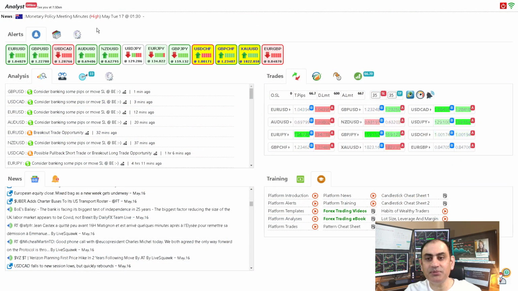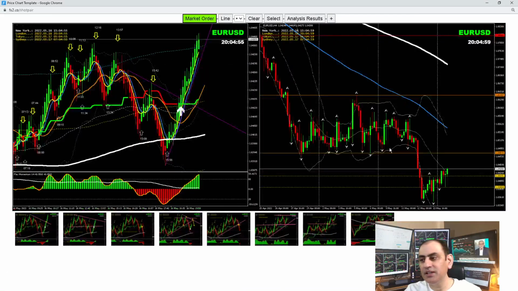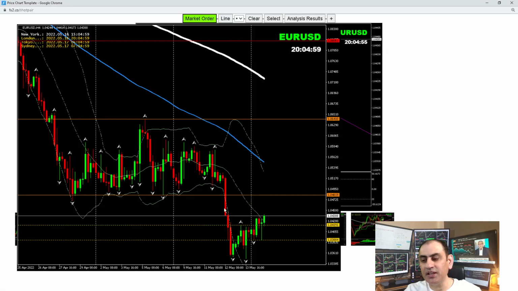Let's dig into the three major currency pairs: EURUSD, pound dollar, and dollar CAD. If you look at the EURUSD on the 4 hour, we are in a correction phase, as you can see here. We had the market open, we had a long trade here, and we also had a counter short trade here.